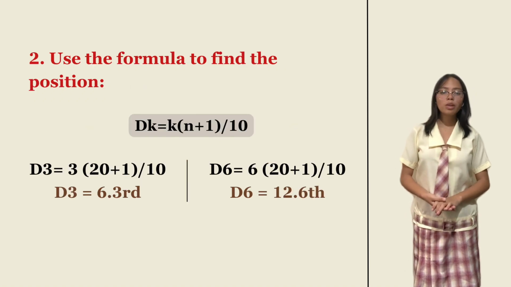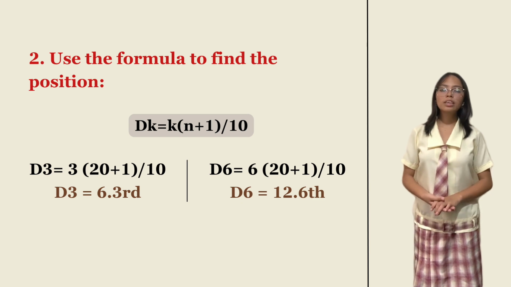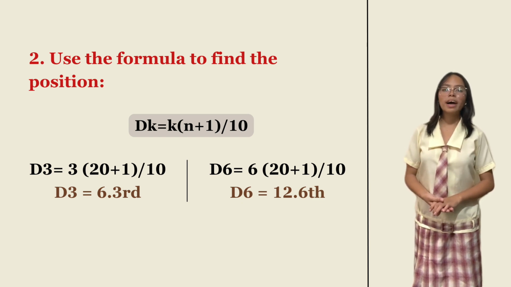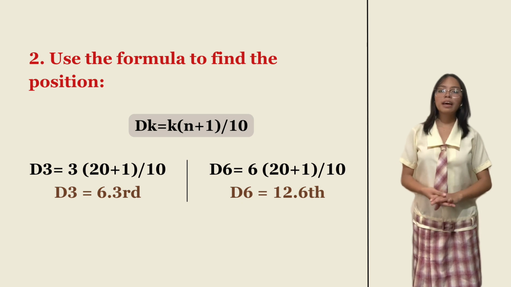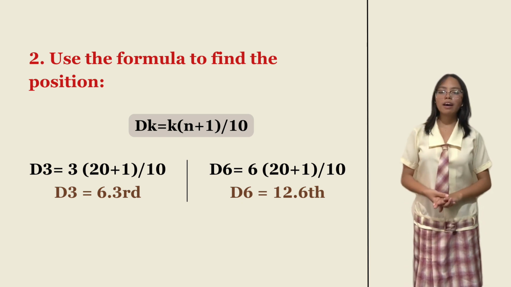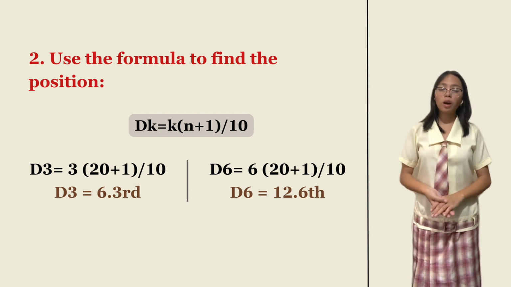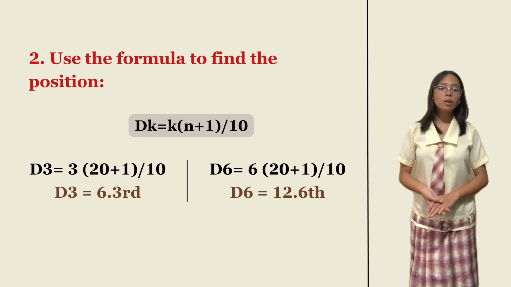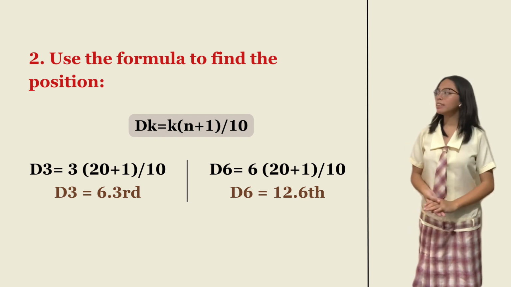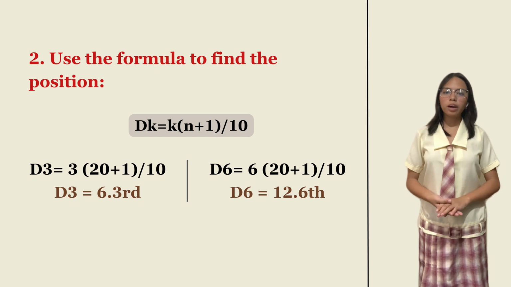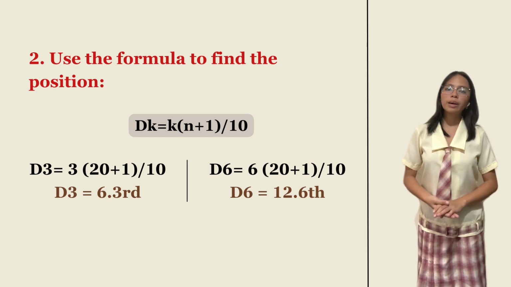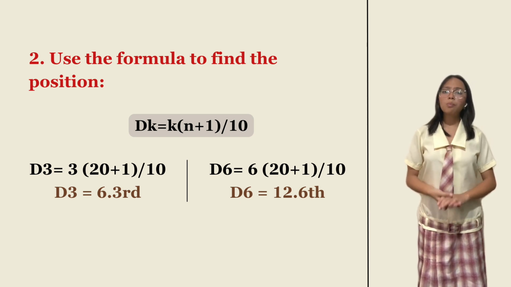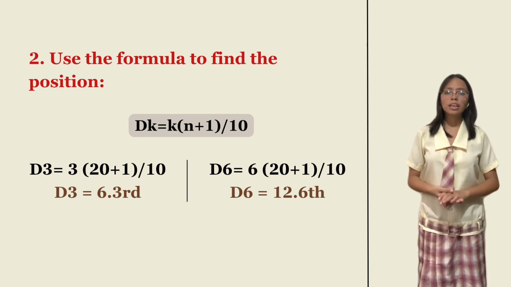So we need to use the formula to find the position. Dk is equal to k times the quantity n plus 1, divided by 10. K represents the position of the kth decile, while n represents the number of scores. So for decile 3, we get 3 times 20 plus 1, divided by 10. 20 plus 1 is 21, times 3, we get 63. Divided by 10, we get 6.3. And for decile 6, we have 6 times 20 plus 1, divided by 10. 20 plus 1 is 21, times 6, we get 126. Divided by 10, we get 12.6. So both rank positions need to be interpolated to find their values.